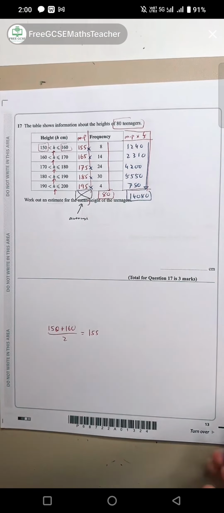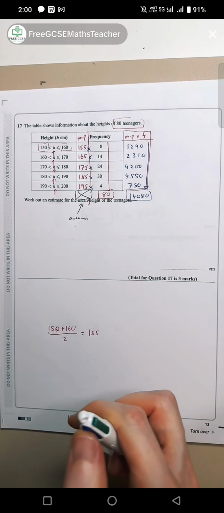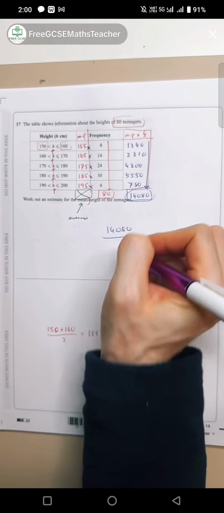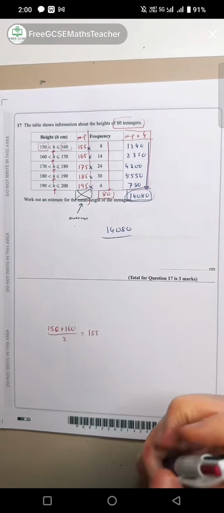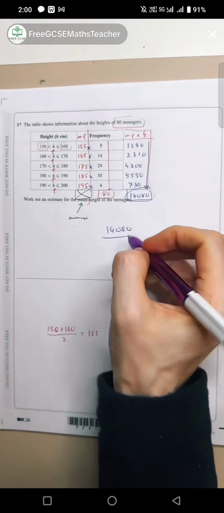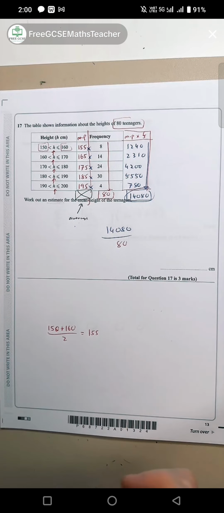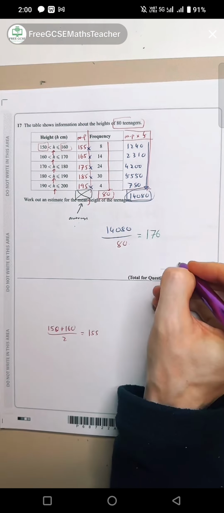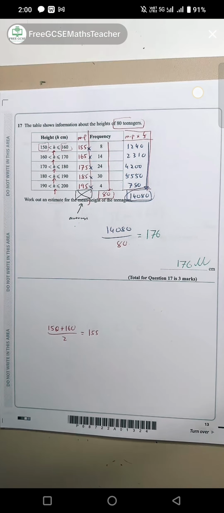And then all we do, as we want the mean, the average, we do the total midpoint times frequency, in this case our 14,080. We always divide by the total frequency. A common misconception is to divide by 1, 2, 3, 4, 5, the number of class intervals. That's wrong. You divide by the total frequency, in this case 80, into your calculator, divide by 80, and you should come out to be 176. You can get a decimal because the mean is the average, but here you've got quite a nice number, 176 for 3 marks. That's foundation and higher.